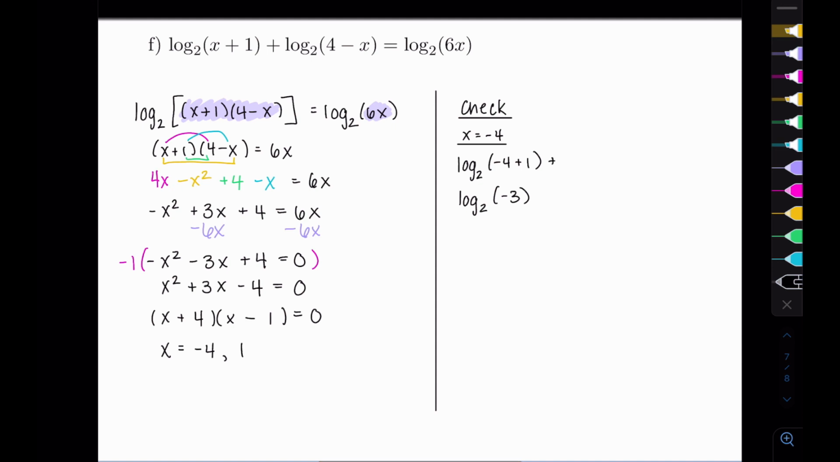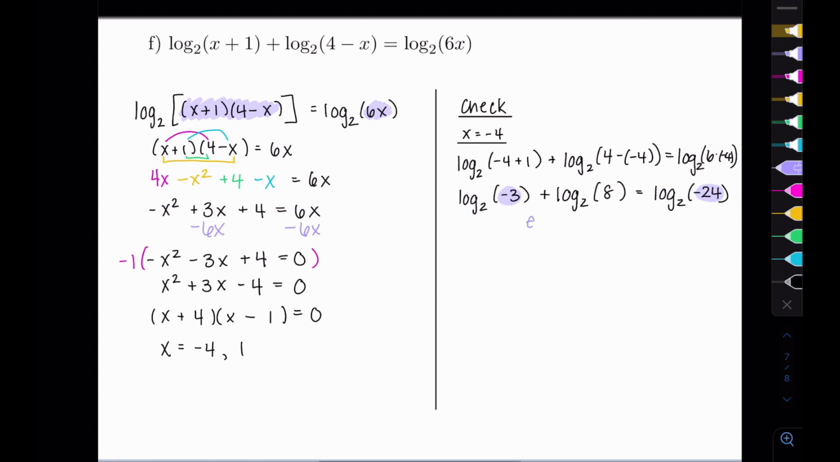However, if you do want to see the full thing out, it does cause an issue on the other side as well. So this would be 4 minus -4. And on the right-hand side, we'd have log base 2 of 6 times -4. So we run into two issues. That would be log base 2 of 8, but this would be log base 2 of -24 over here. So this is an issue, and this is an issue. We cannot take log of a negative number, so this is an extraneous solution. Yes, it solved the resulting quadratic, but no, it does not solve our actual equation.